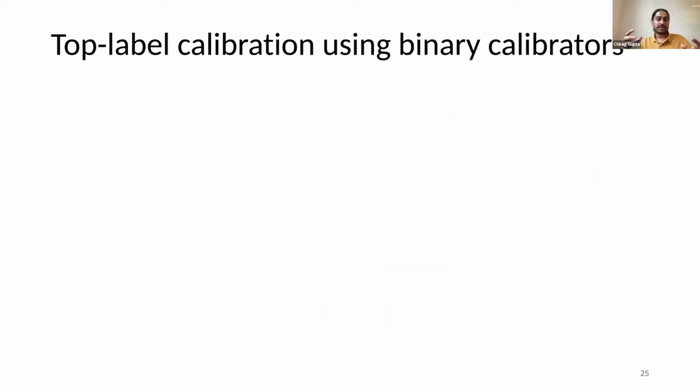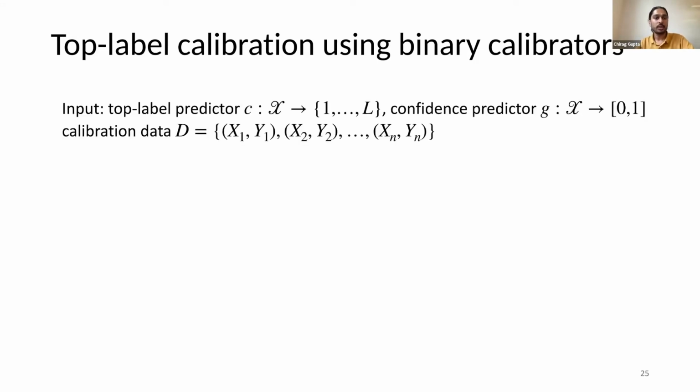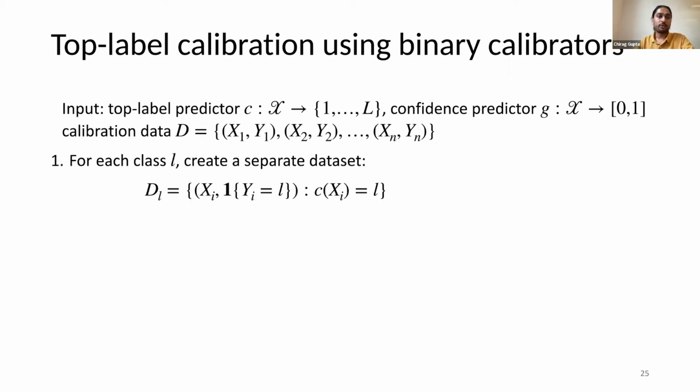So let's get into this algorithm, and what we're going to do is use binary calibrators at the core. We're going to carve out a number of binary calibration data sets, and then we're going to use a binary calibrator in the end. As on the previous slide, you have a top label predictor, a confidence predictor, and calibration data. Now for each class l, you create a separate data set, which we call D_l.